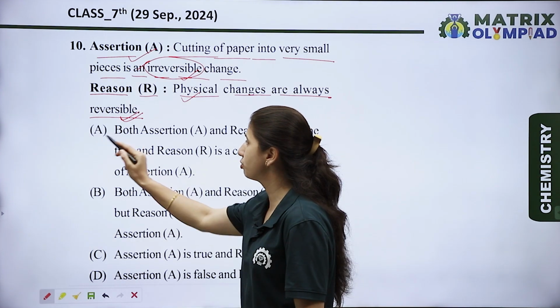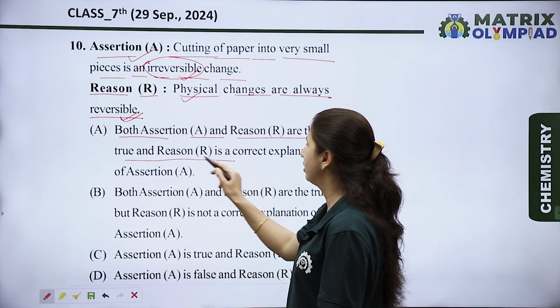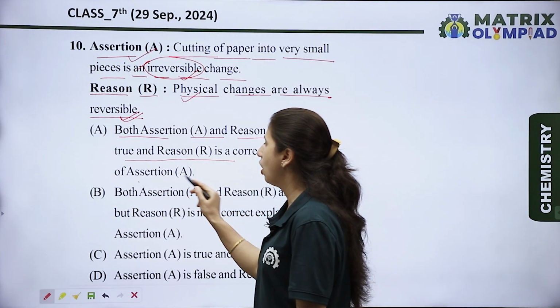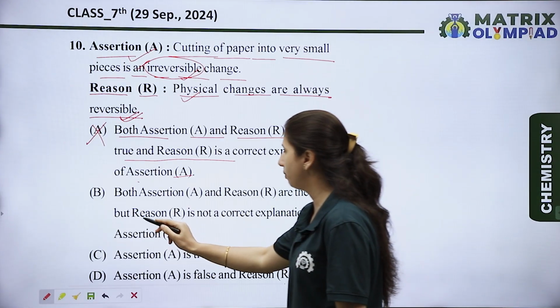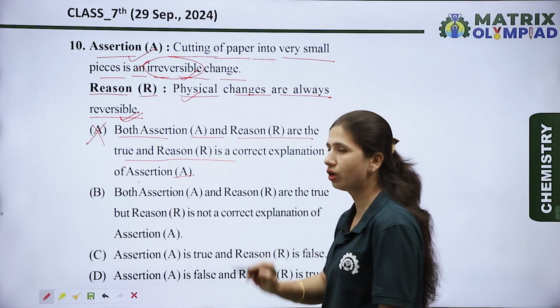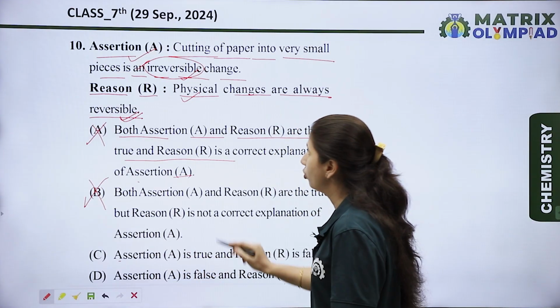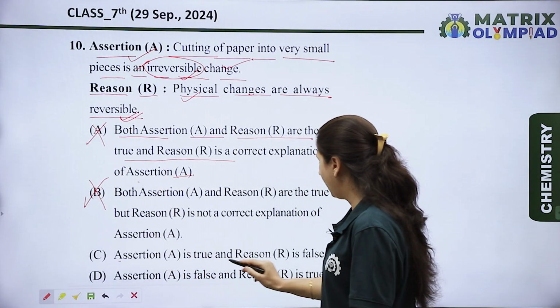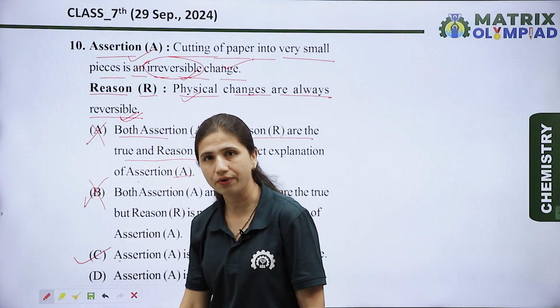So let's see the options. Both assertion and reason are true, and the reason is a correct explanation of assertion. No. Next, both assertion and reason are true, but the reason is not a correct explanation of assertion. It is also wrong. Assertion is true, and reason is false. Yes, option C is the right option.